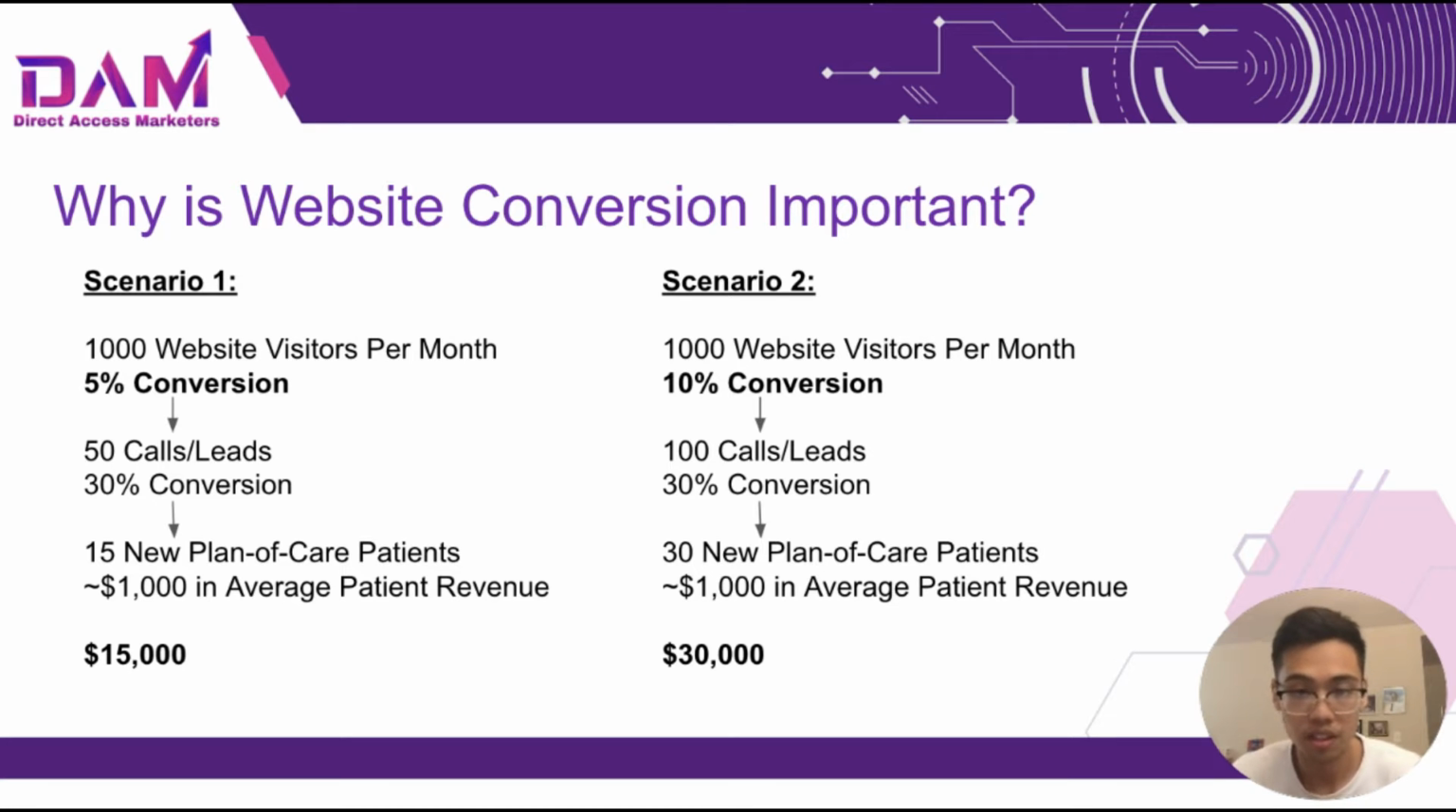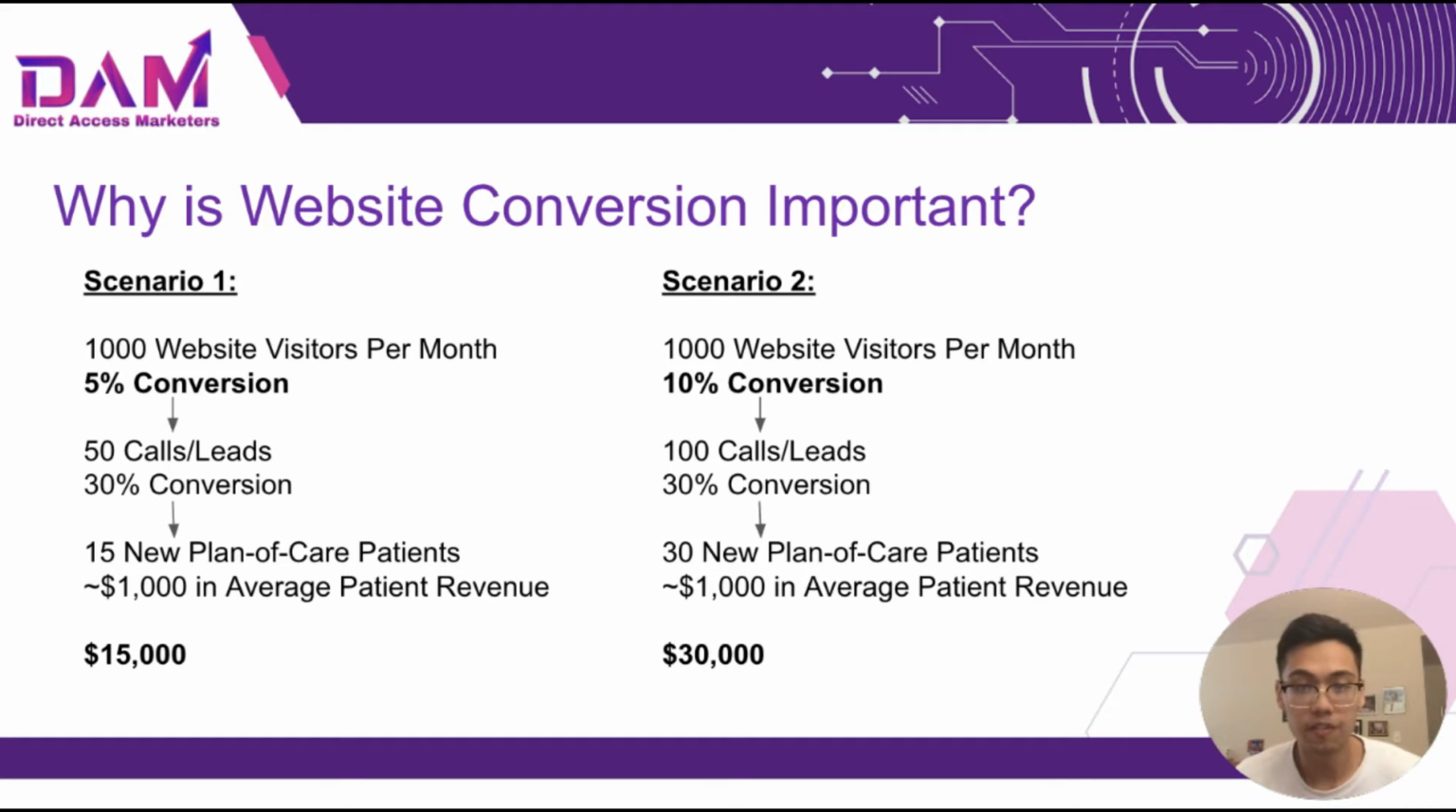And so 5% of 1,000 would lead to 50 calls or leads. And let's say you're converting 30% of these callers to a new plan of care coming in. In the end, you'll end up with 15 patients walking through your doors getting treatment. So let's say you have an average of $1,000 in total patient revenues from these visits in total. You'll see $15,000 in the end.